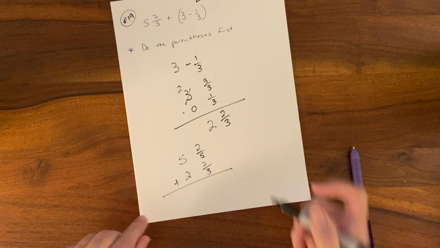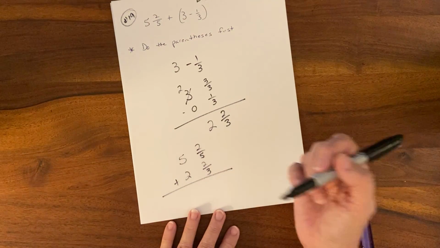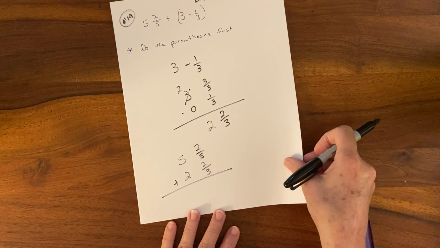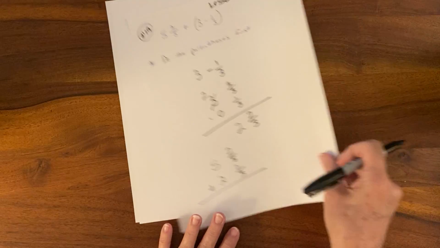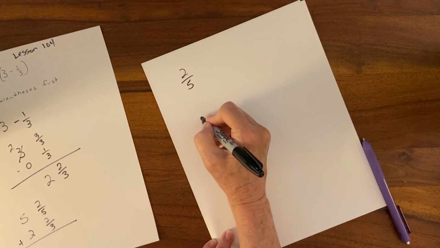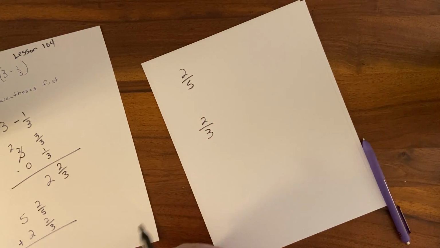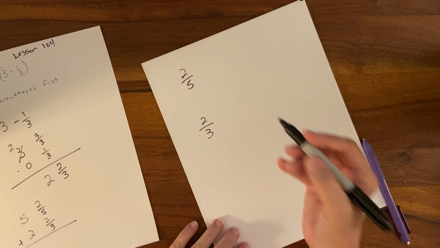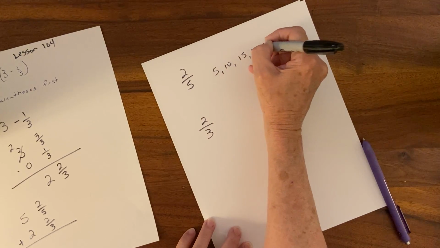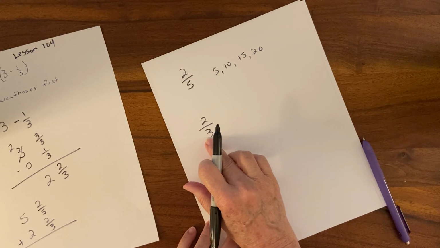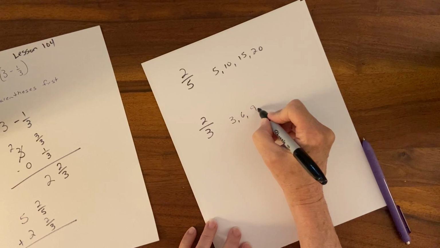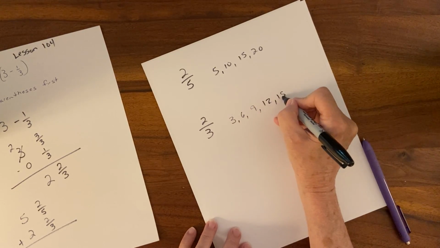Now I know I can't add them unless the denominators are the same. So I need to find the least common multiple of 5 and 3. So let's move on. And I'm going to write 2/5 and 2/3. What are the multiples of 5? It's like skip counting. So 5, 10, 15, 20. And then I'm going to write the multiples of 3. So skip counting again. 3, 6, 9, 12, 15.